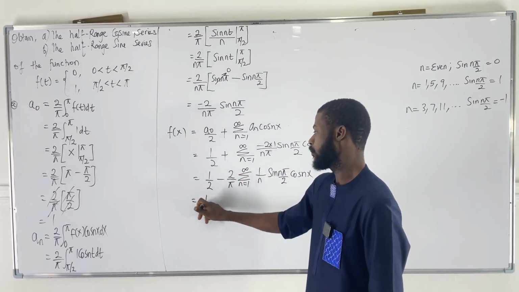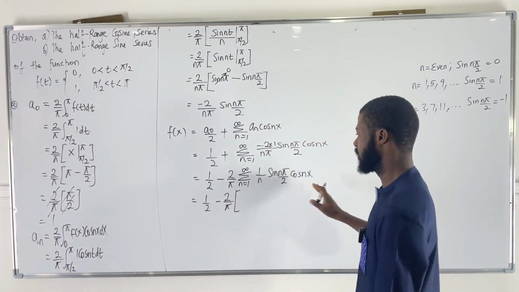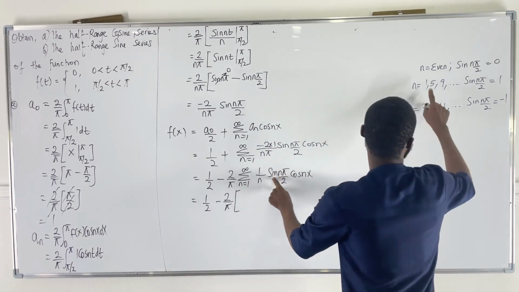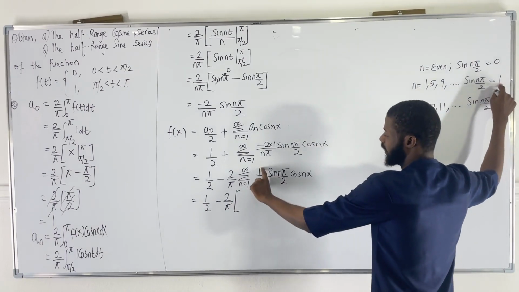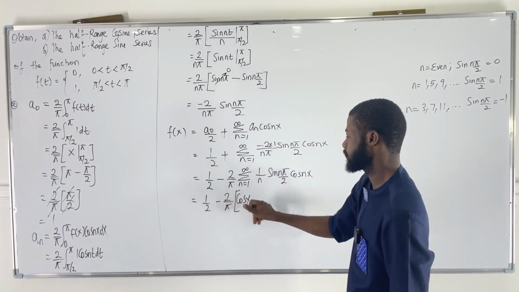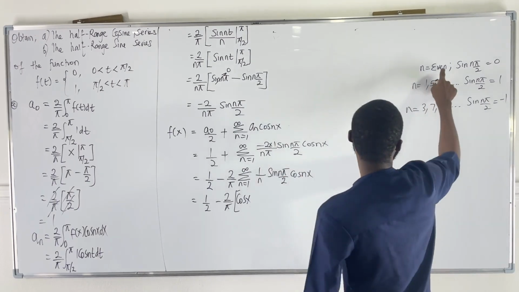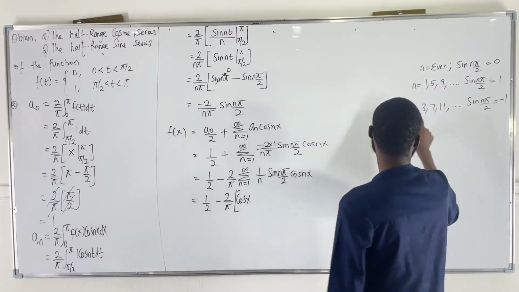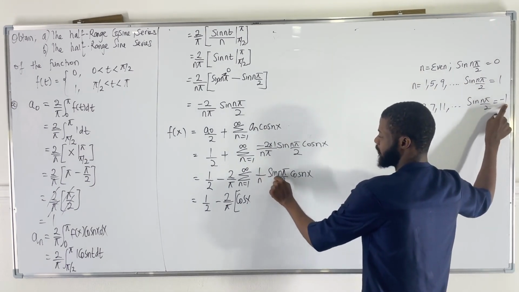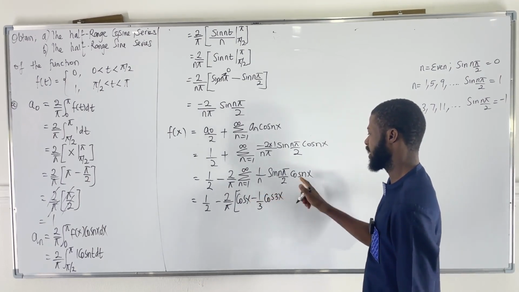We could have 1 over 2 minus 2 over pi. Then let us expand this. So when n is 1, I want to start from this one. When n is 1, this is 1. So we have 1 here times 1 cos 1x. So this will just be cos x. Then next, when n is 2, whenever it's even is 0. So let's go to 3. When n is 3, we get minus 1. So this is 1 over 3 times minus 1. So that's minus 1 over 3 cos 3x, because n is 3.